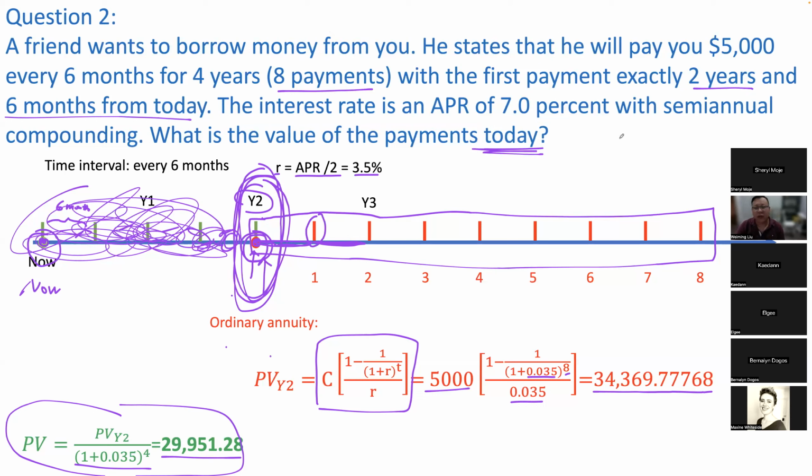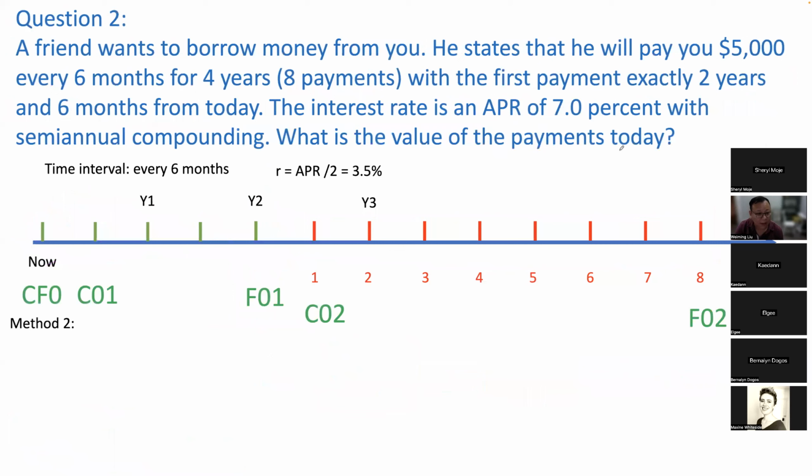Everyone is good? Okay. So now let's use the second method. Okay, use the second method. Now you tell me, what is the CF0? Let's use this second method. Can anyone tell me what's the CF0 in this case? What's the cash flow today?